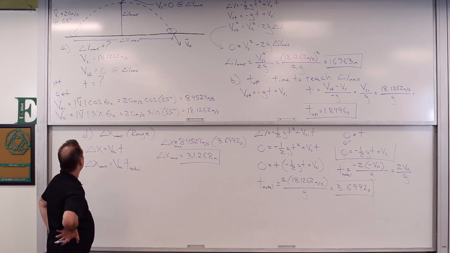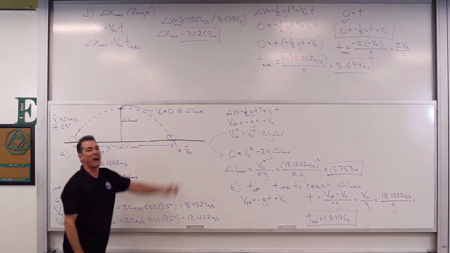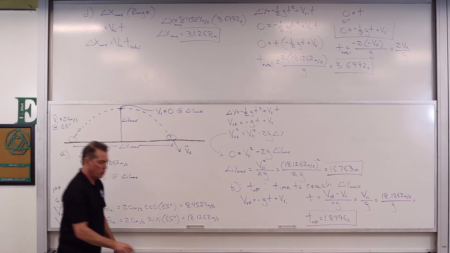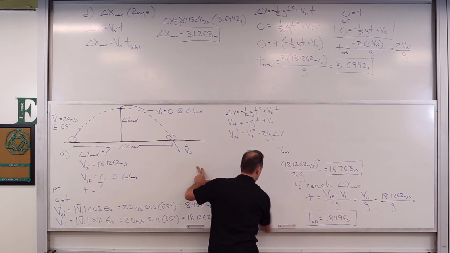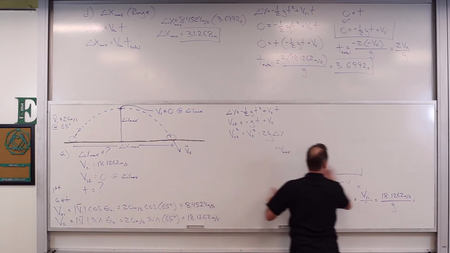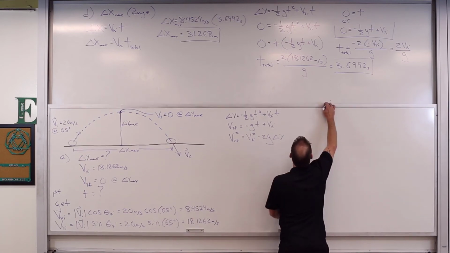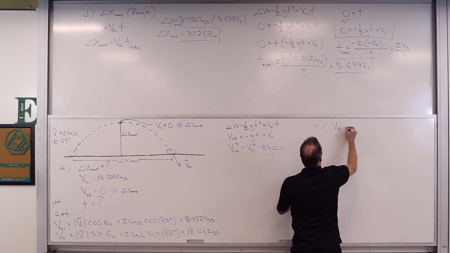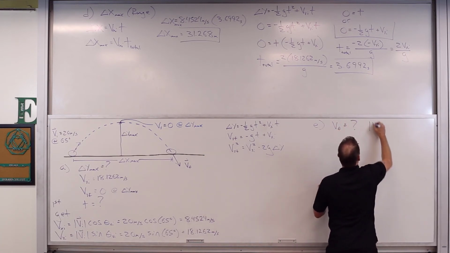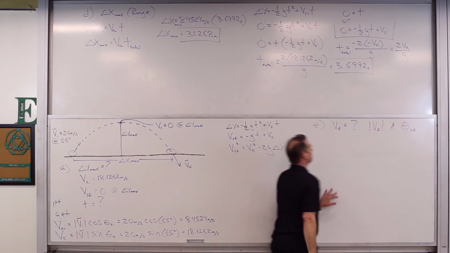So one last question. What is this final velocity? How fast is the object moving, and what direction is it moving in as it reaches the ground? All right, part E. V final is equal to what? You want a magnitude and a direction.